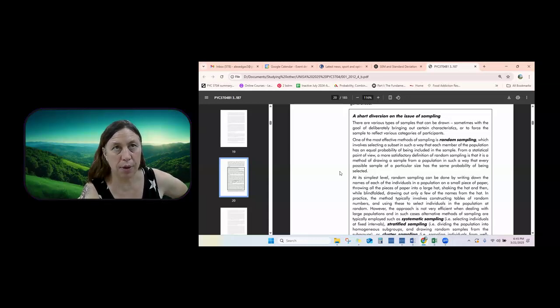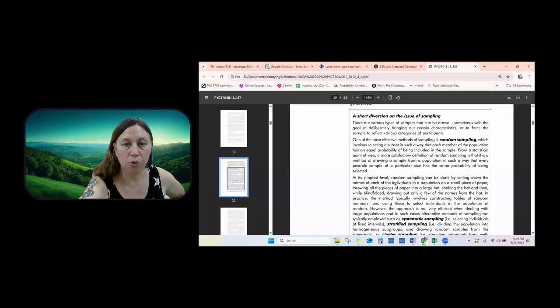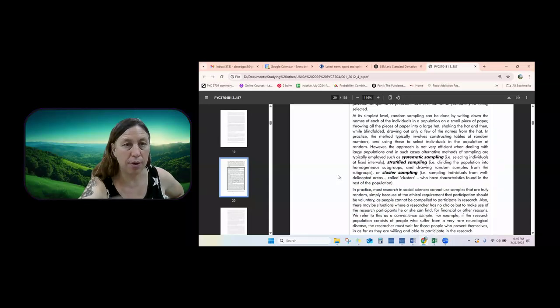But the issue is that people have to volunteer, and so this already makes it non-random. It may also not be practical or realistic to have a random sample because of logistics or because you are studying a very small group of people. So we also do three other kinds. So there's random, systematic, stratified, and clustered.